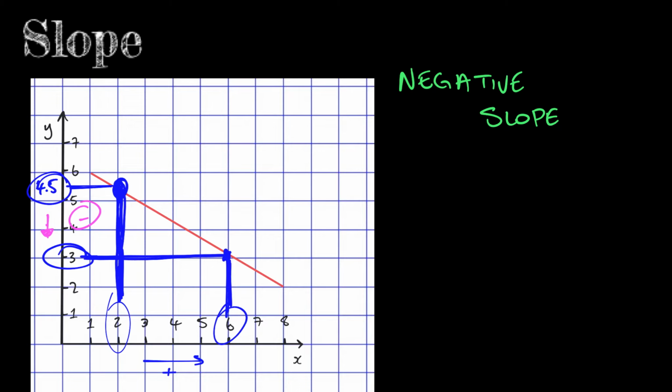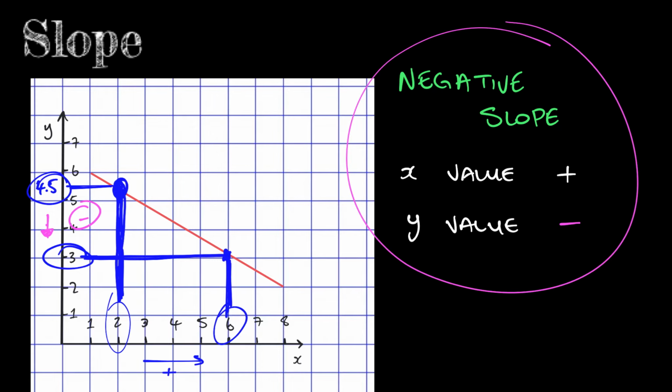So x value gets bigger, y value gets smaller. And that just shows us that to go from left to right, if it's sloping from left to right, if the x value is getting bigger and the y value is getting smaller, then we have a negative slope.